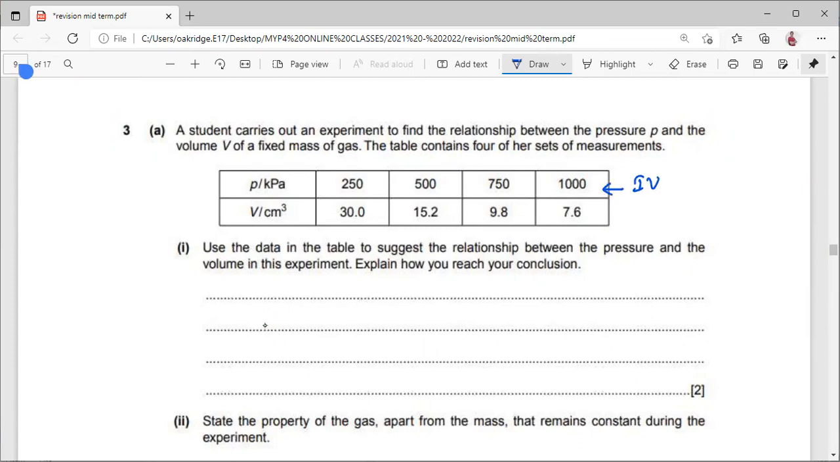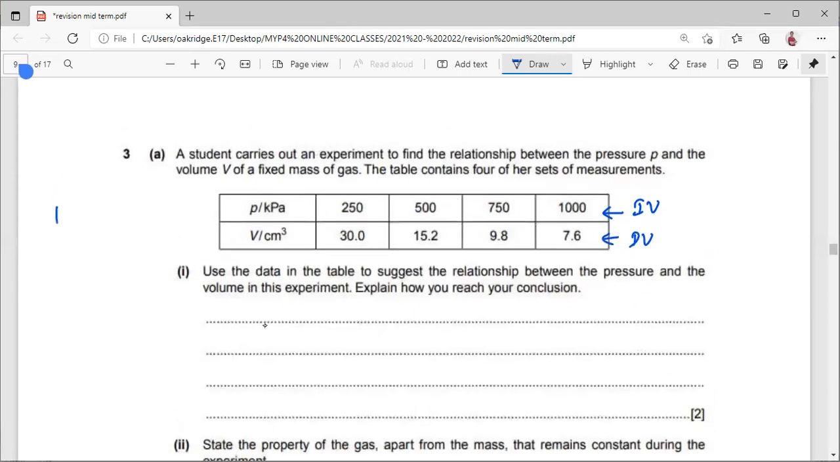This is your criterion B question. And this should be your dependent variable. So what do you suggest here? When it was 250, the answer was 30. When this is 500, when this is getting doubled, you see, this is getting halved, right? Now, when 250 becomes 750, that means it's getting tripled. 30 becomes 9.8, closer to 10.